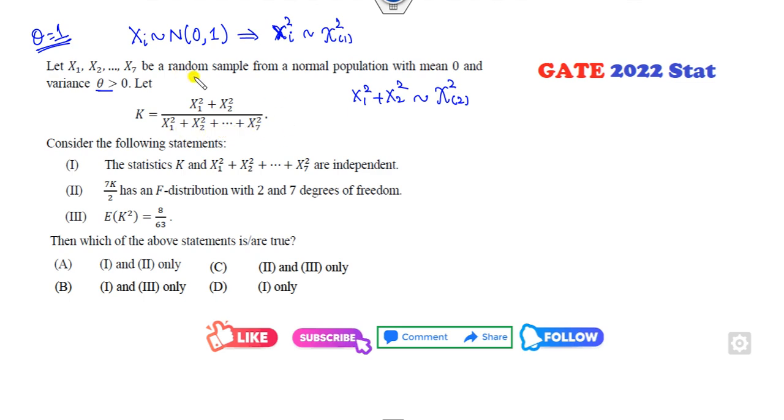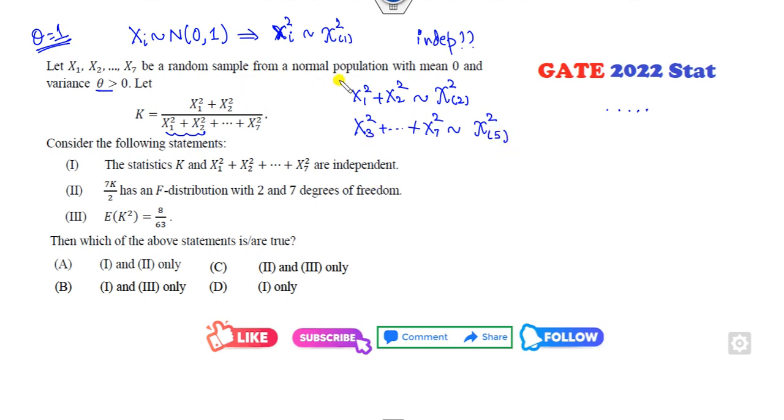Similarly, okay, first of all look at whether independence is given to you in the question. It is not given to you. Fine. So this factor I have already computed. So x3 square plus up to x7 square again follows the chi-square distribution. How many numbers are there? 3, 4, 5, 6, 7. So it is 5 degrees of freedom.